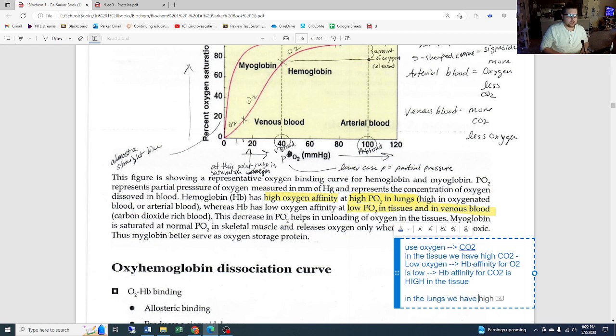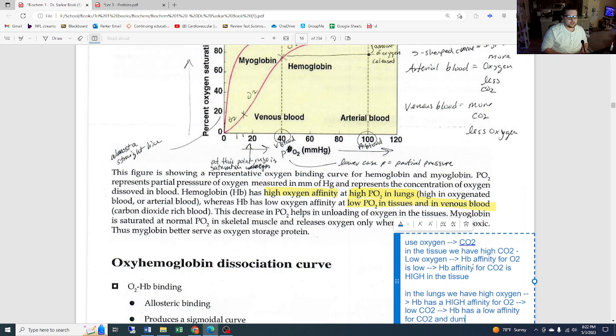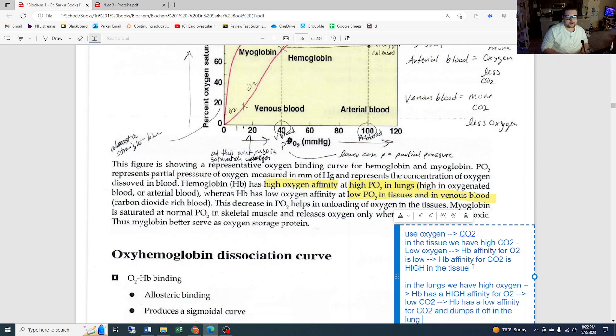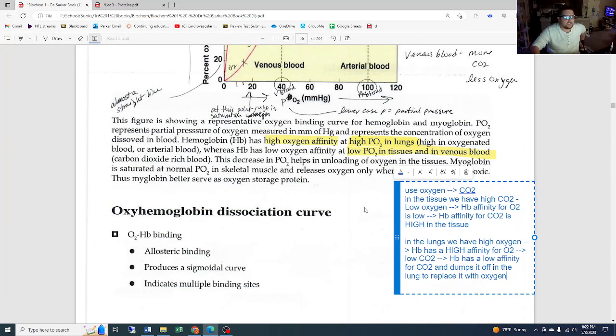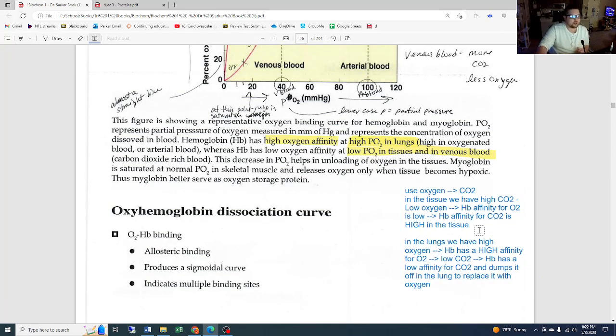In the lungs, we have high oxygen, so hemoglobin has a high affinity for O2. The lung has low CO2 comparatively to the other tissue, comparatively to the oxygen. And so hemoglobin has a low affinity for CO2 and dumps it off in the lung to replace it with oxygen. You'll get a lot more into that as you go deeper into physiology, especially in Tri-2. In Phys-1, you'll get a little bit more into this with oxygen and gas exchange.